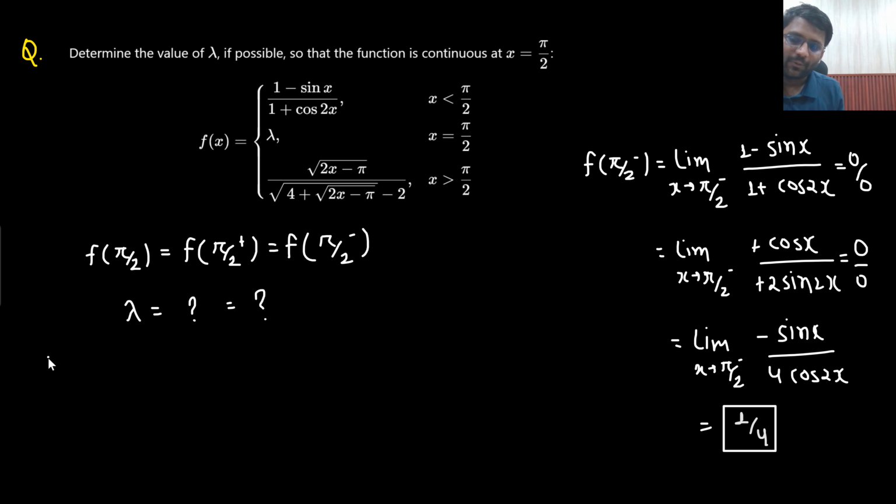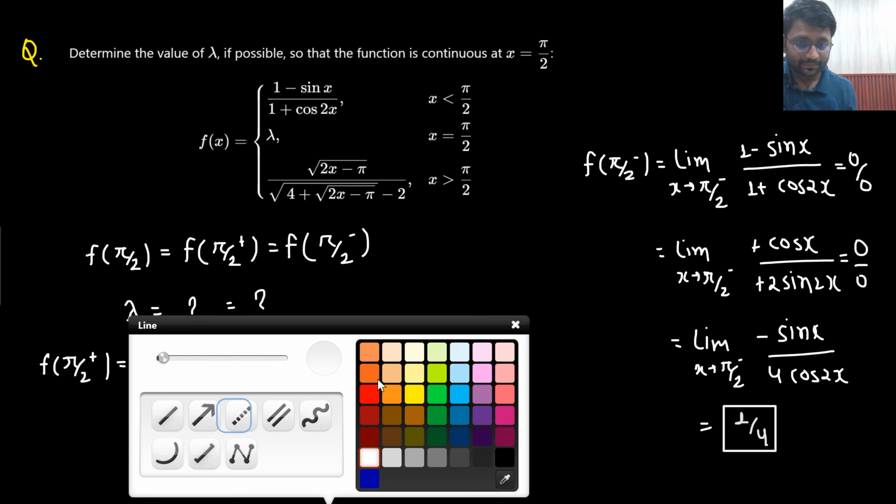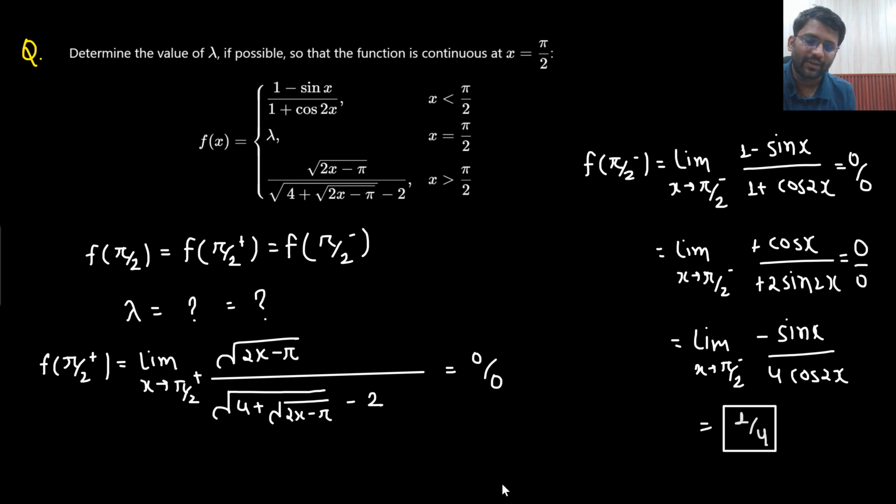Let's check at f of pi by 2 plus. That means limit x tending to pi by 2 plus, I need to check. Okay, so that will be under root 2x minus pi. Here if you put pi by 2, this will become 0 by 0 form, divided by under root 4 plus under root 2x minus pi minus 2. So you put pi by 2 plus here, and you are getting 0 by 0 form. That means I can apply L'Hopital rule.